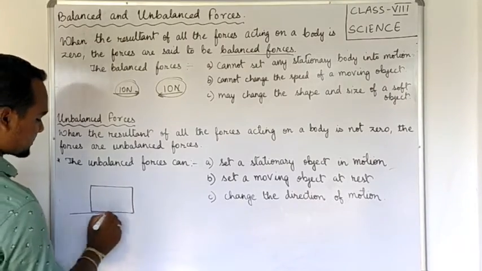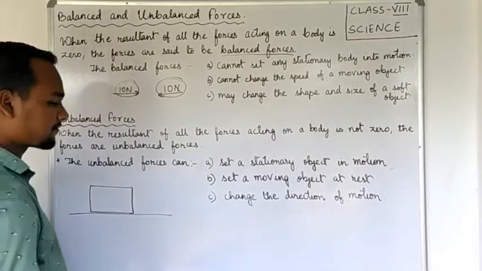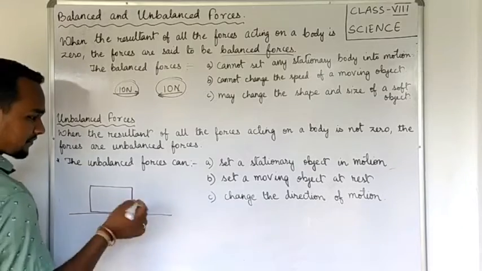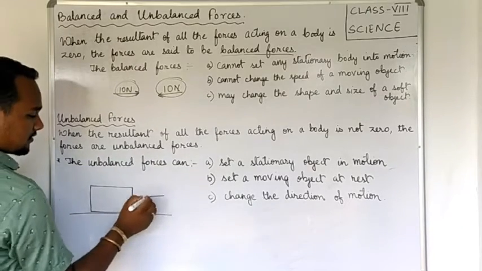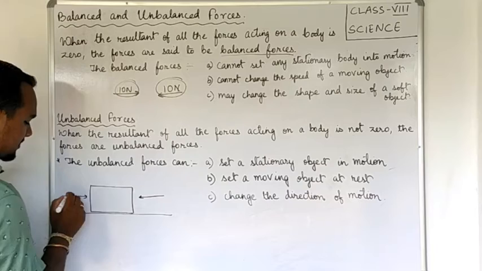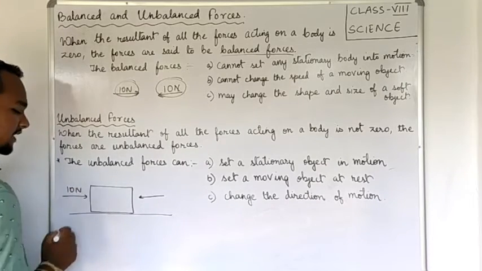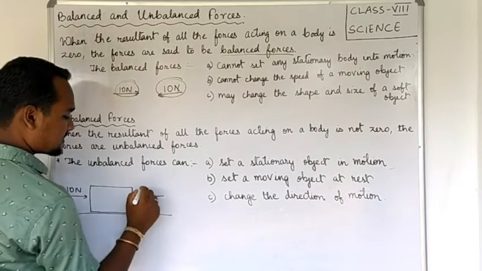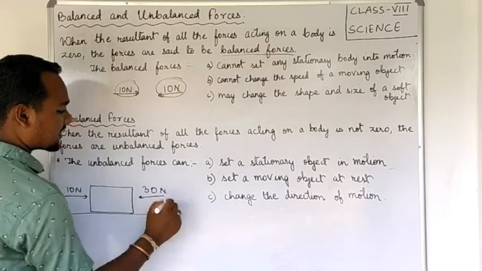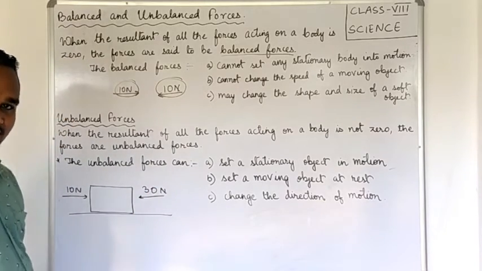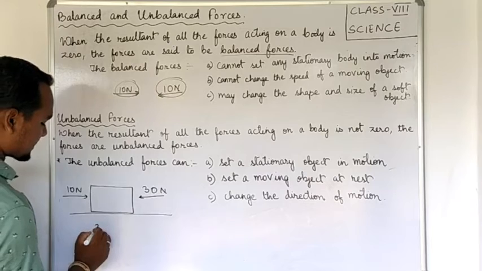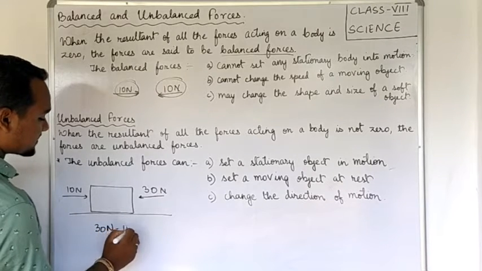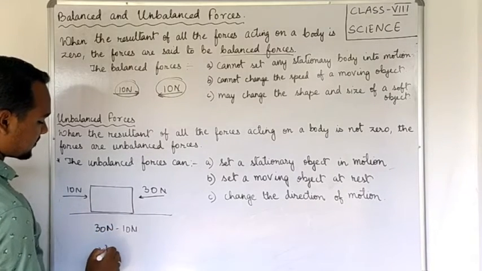As an example, let us consider the same example. A table is there, a box is there. You are applying a force of 10 Newton in pushing it. Just assume that your family member is applying a force of 30 Newton. Now what will be the resultant force in this case? 30 Newton minus 10 Newton is equal to 20 Newton.